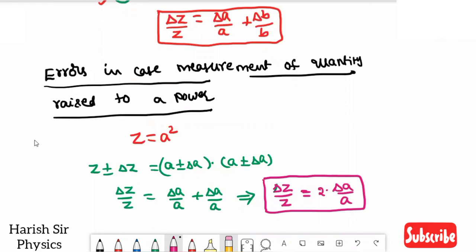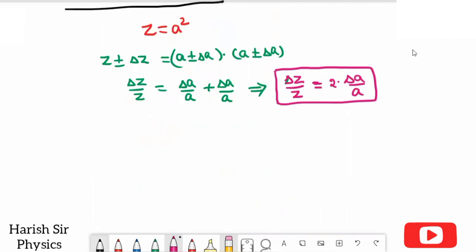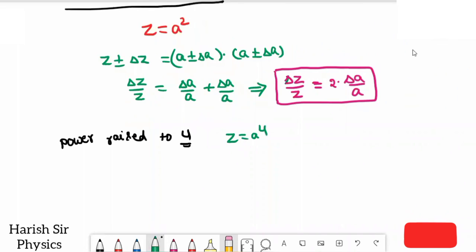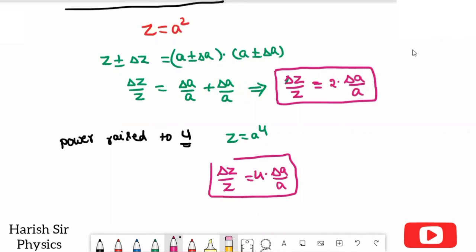Suppose the power is raised to 4, one more example. Same equation: Z is equal to A power of 4. Then you can write delta Z by Z is equal to 4 into delta A by A. That's it. Based on this, suppose they give a combination, how to approach?